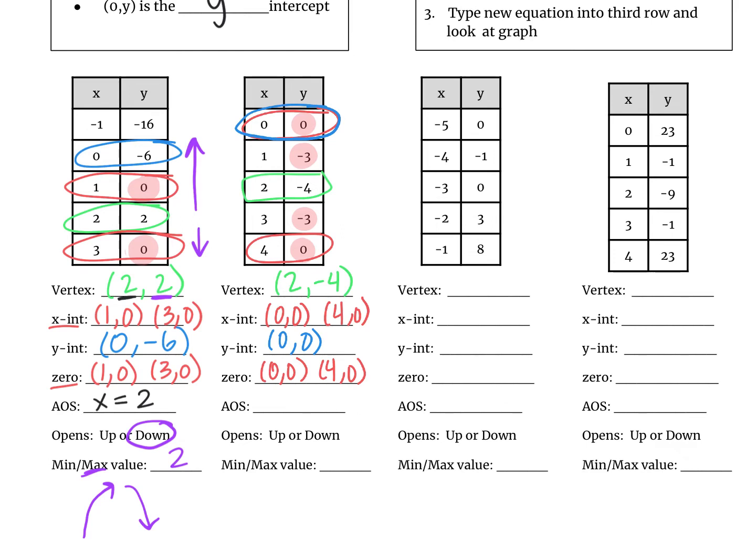Now for our axis of symmetry. Remember, it is an x equals equation. And x is always equal to the x value of the vertex. So look back at the vertex. The x value here is 2, so x is equal to 2.